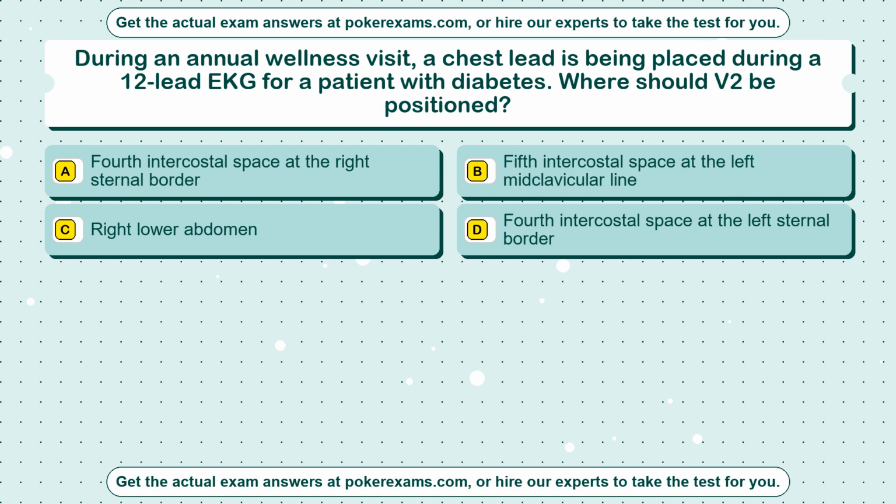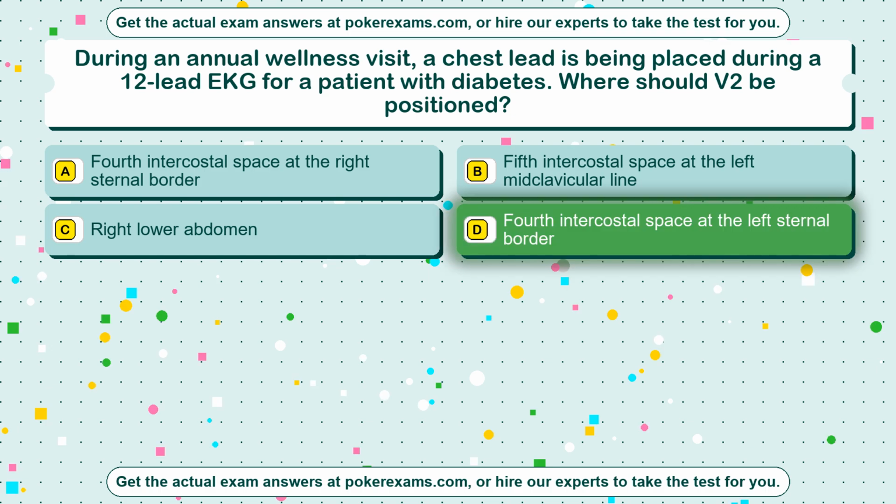Question 33. During an annual wellness visit, a chest lead is being placed during a 12-lead EKG for a patient with diabetes. Where should V2 be positioned? Option A. 4th intercostal space at the right sternal border. Option B. 5th intercostal space at the left midclavicular line. Option C. Right lower abdomen. Option D. 4th intercostal space at the left sternal border.